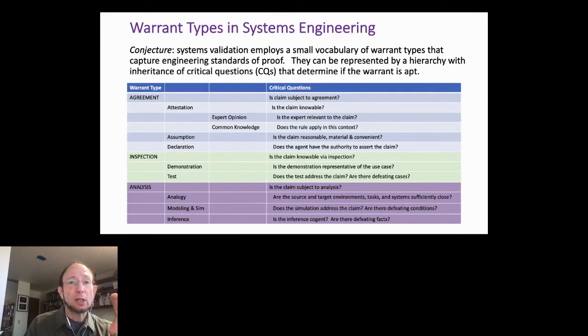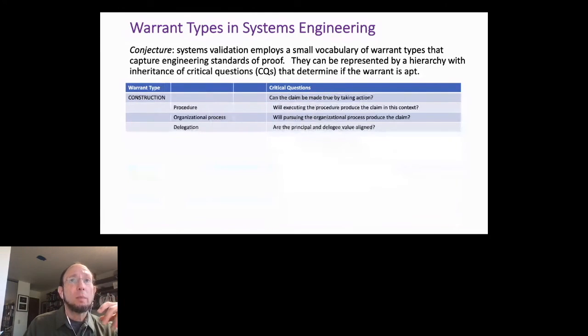Inspection is going off and actually looking at some artifact prospectively, or if you've got the artifact in front of you. Demonstration is representative of the use case. Is the demonstration representative of the use case? But the idea is that we're proving via demonstration that something has a particular property, etc., with tests. Analysis, I gave an example of analogy in the large slide. We were reasoning from performance on Earth to performance on Mars, so that definitely has a role in systems engineering, modeling and simulation, raw inference.